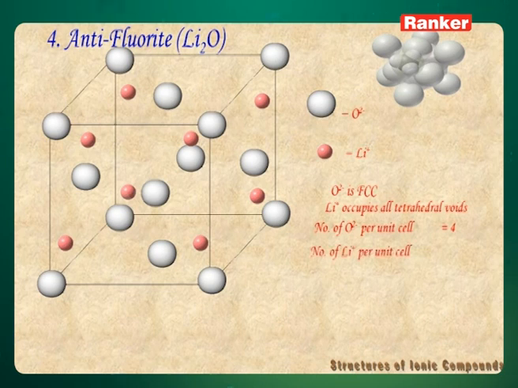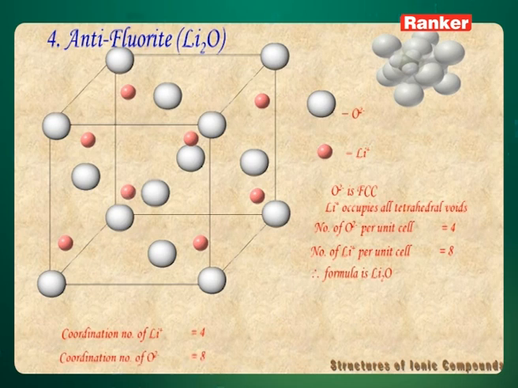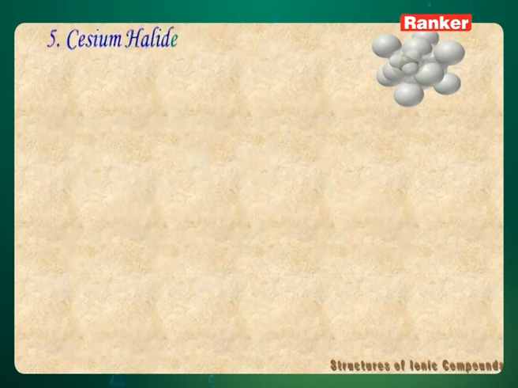Lithium ions effectively you will get 8, and so therefore, the formula is Li2O. Coordination number for lithium is 4, for oxide it is 8, and the other compounds having this kind of structure are sodium oxide, potassium oxide, rubidium oxide. So, in fact, except the cesium oxide, all oxides of alkali metals have the same antifluoride structure. Next we go to cesium halide.